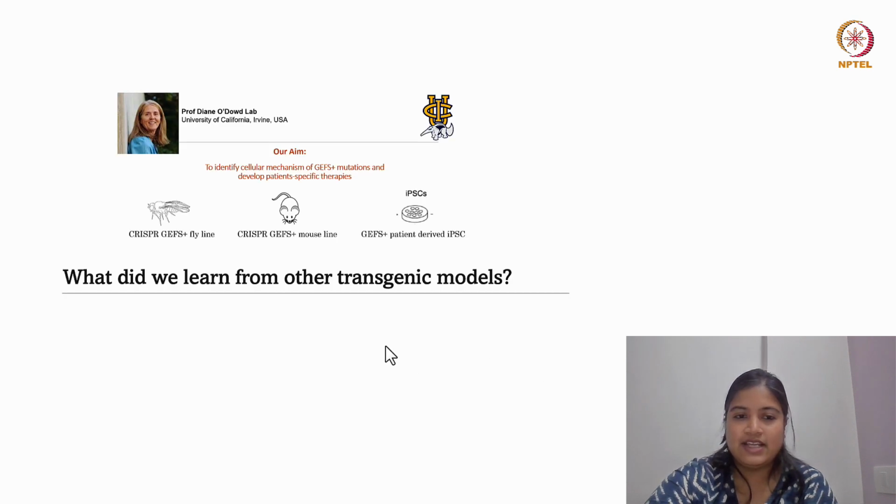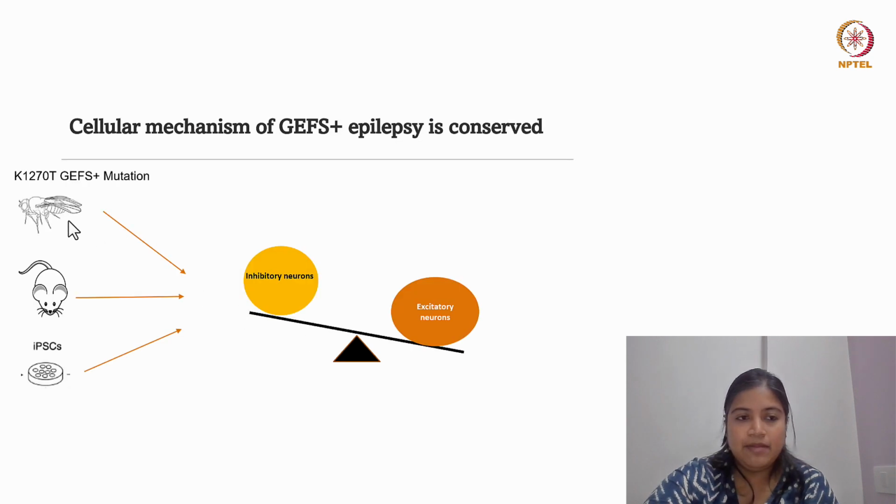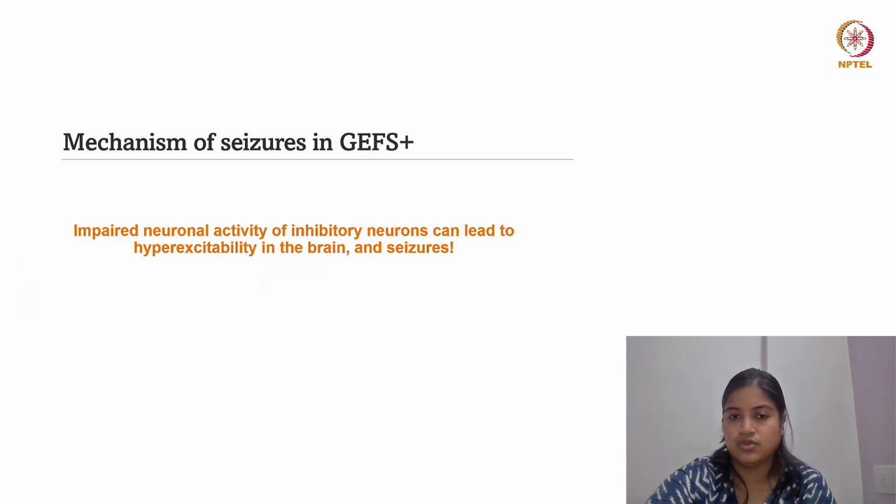So remember I said that we were looking at different kinds of transgenic models in Diane O'Dowd's lab. So what did we learn from the other transgenic models? For the same GEFS+ mutation, we found that the transgenic fly, the mouse model, and the stem cells all had defects in the inhibitory neurons. It seemed like the inhibitory neurons in all these models were either not firing properly or had some defects, whereas the excitatory neurons more or less remained unchanged compared to their controls.